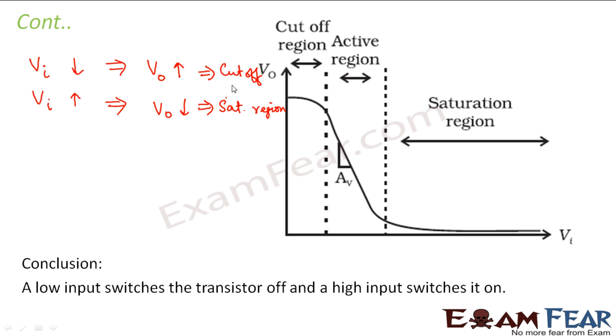So what do we see? That in the cutoff region or in the saturation region, a low input or a high input can switch on or switch off the transistor. For example, when a very low input is applied in the cutoff region, the output is very high, and in this region, is the transistor conducting? The transistor is non-conducting because current is zero. So we say that the transistor is in switched off mode.